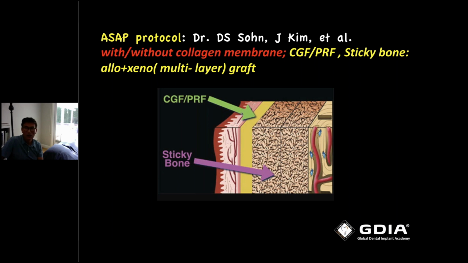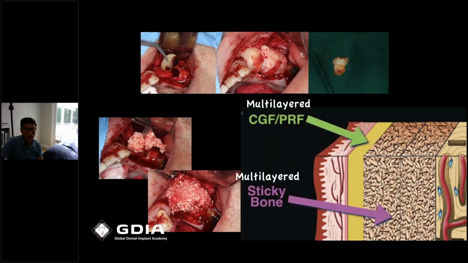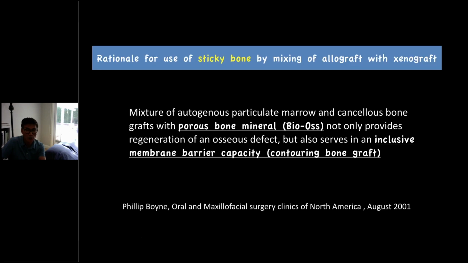So let's go over it. We do a multi-layer technique, either layering allobone first and then xenobone, or mixing them together, then a multi-layer of CGF or PRM, same thing. And a lot of cases are not using a membrane. The rationale for using sticky bone, I think Feel introduced in 2001, but a lot of Daniel Buser talks about the contouring graft, right?